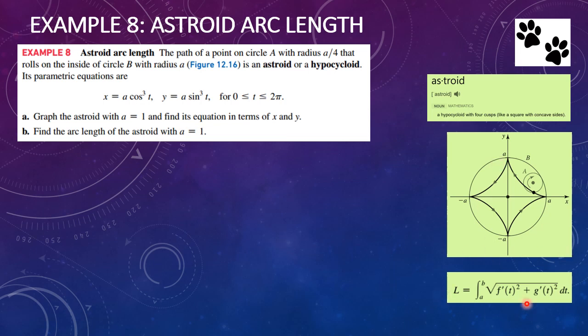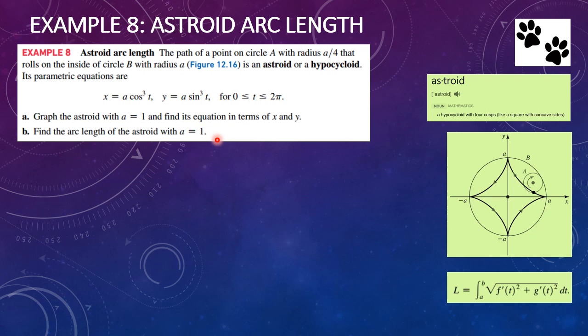We're still going to use our formula here for arc length, of course. Asteroid arc length. The path of a point on a circle A with radius a over 4 that rolls on the inside of circle B with radius a is an asteroid or a hypocycloid. Its parametric equations are x equals a cosine cubed t and y equals a sine cubed t for t between 0 and 2 pi, 1 revolution around the circle, of course. Graph the asteroid with a equals 1 and find its equation in terms of x and y.